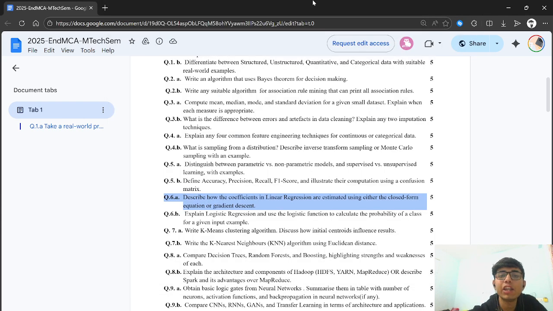Hi there. Let's continue solving our question for EndSem paper. This is question number 6, part A, which is to describe how the coefficients in linear regression are estimated, either using the closed form equation or the gradient descent.